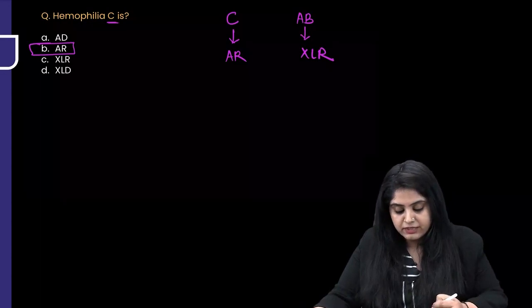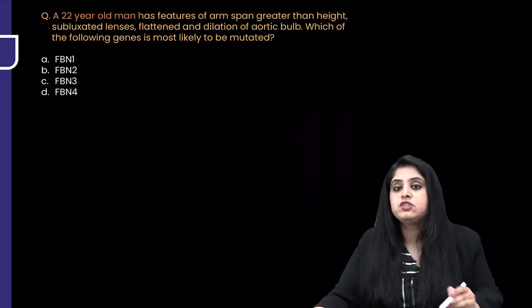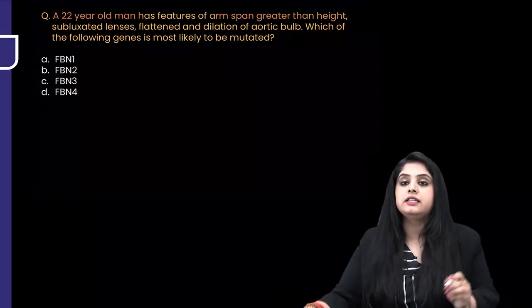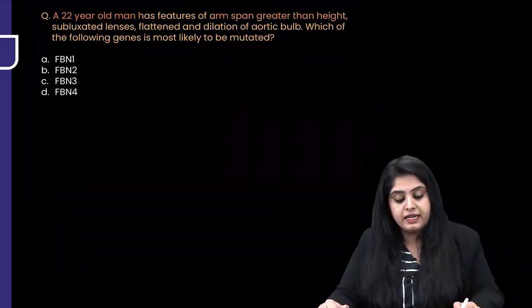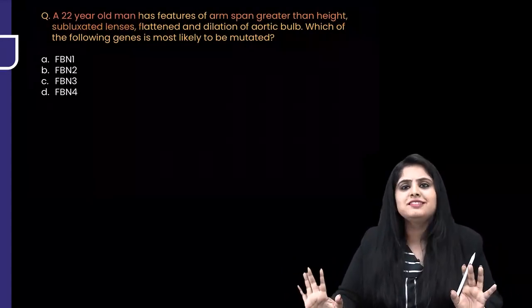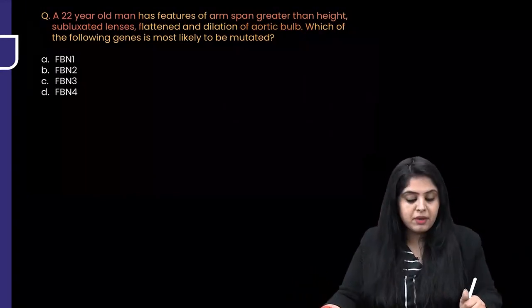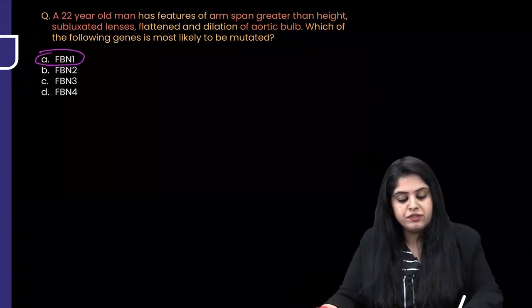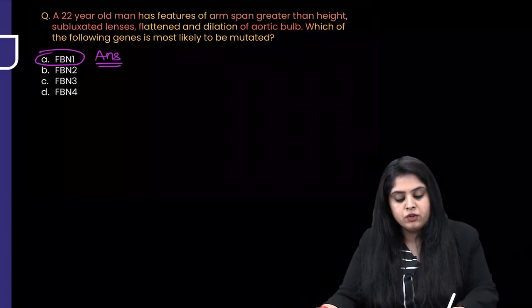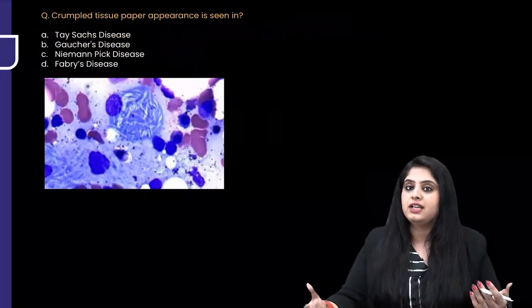Coming to the next one, let's see if we can answer this. There's a 22-year-old man who has features of arm span greater than height. So arm span is greater than height. Sublux, lenses, dislocation of lens. Marfan's has come in my mind. Aorta may be problem, aortic dissection bhi ho sakta hai. Marfan's has come into my mind, and I know which gene I am selecting out here. Chromosome 15, fibrillin 1 gene is my answer. When NEET PG has made a hat trick, I cannot ignore it.